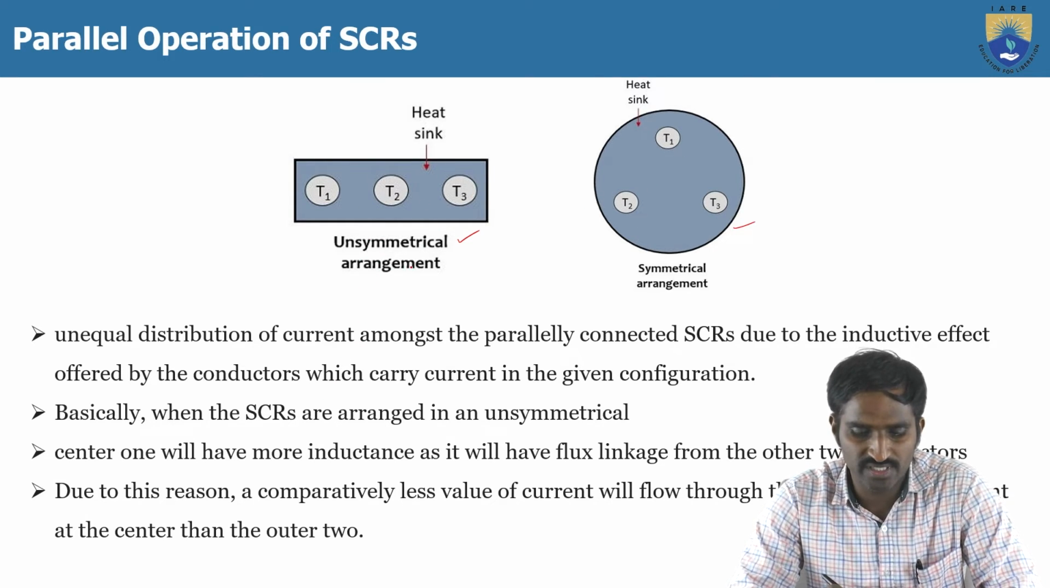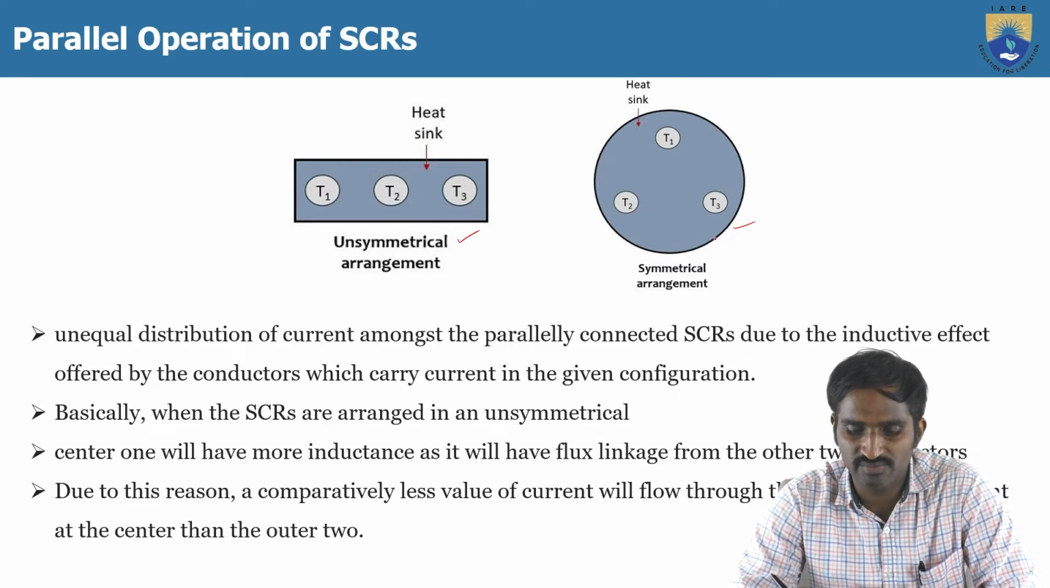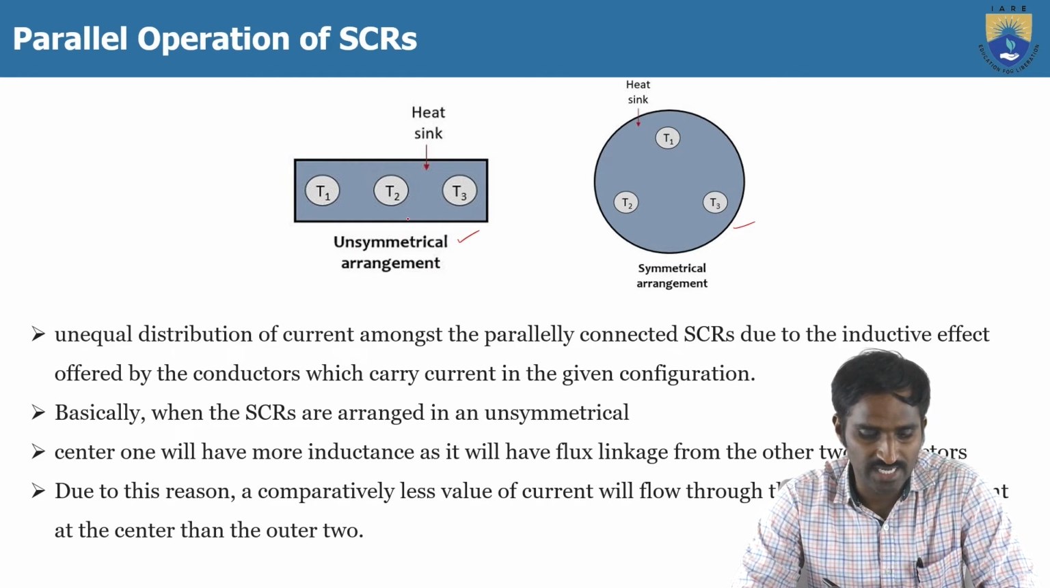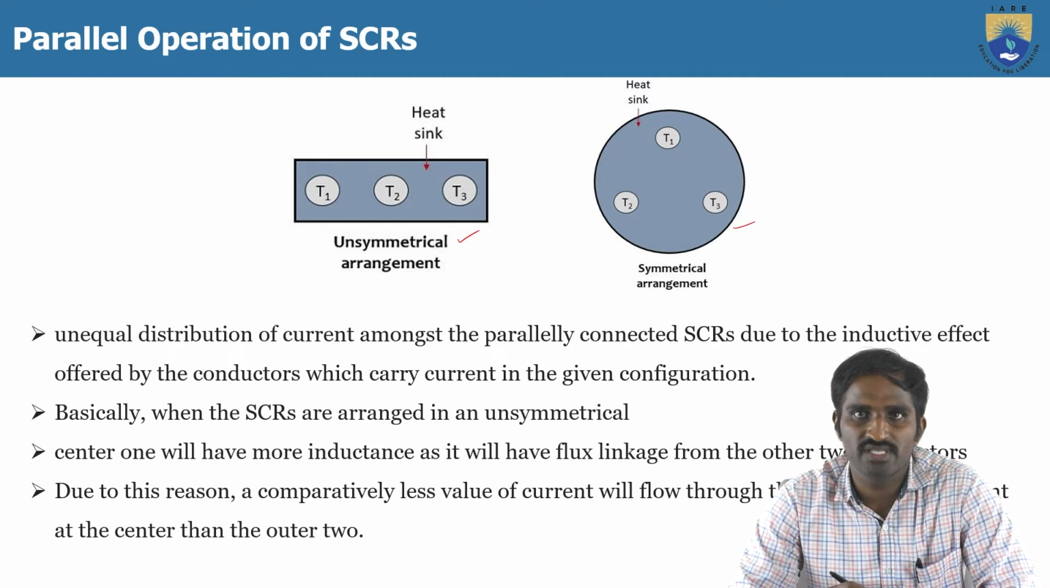Because unsymmetrical means here the distance between the thyristor T1 and T2 and T1 and T3 is different. Okay, which means the distance between each thyristor is different. But in the symmetrical arrangement, as you can see, the distance from T1 to T2 and T1 to T3 is the same, and T2 to T1, the distance between each thyristor is the same. So because of the unsymmetrical arrangement, there is unequal distribution of the current among the parallel connected SCRs due to the inductive effect offered by the conductors which carry current in the given configuration.